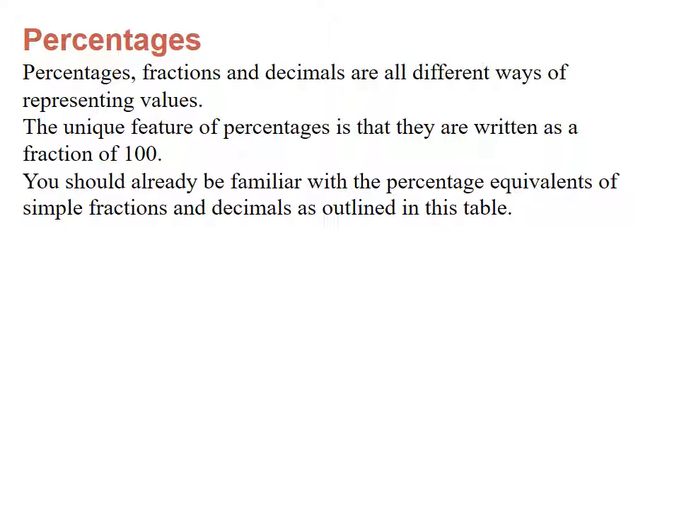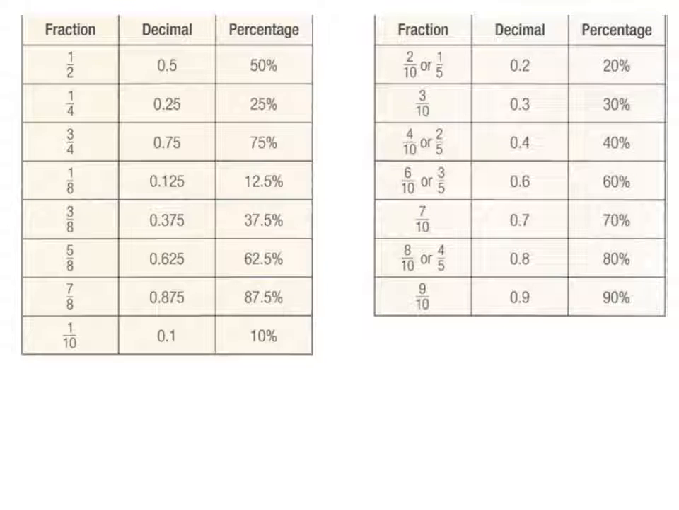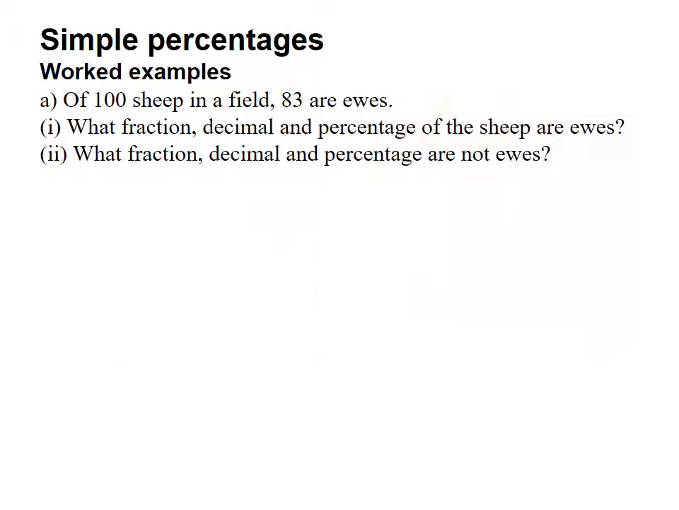You should already be familiar with percentages and equivalents of simple fractions and decimals outlined in this table. So this table shows you a half is 0.5 or 50%, a quarter 0.25, 25%, 3/4 is 0.75 or 75%, and so on. There's a whole range here that you need to know, and now we're going to see how we can use those fractions, percentages and decimals. So let's have a look at a worked example.